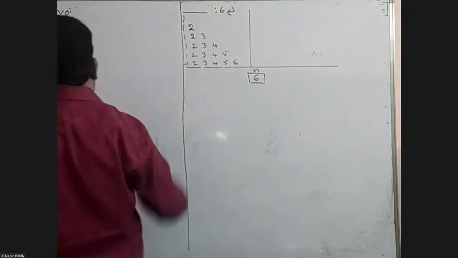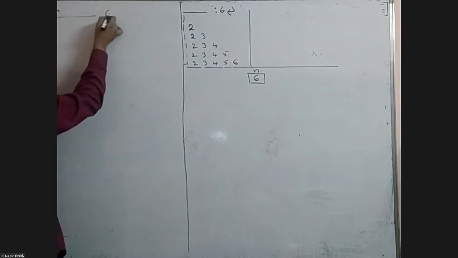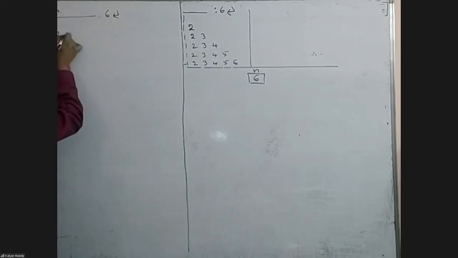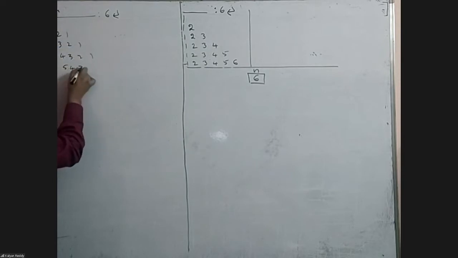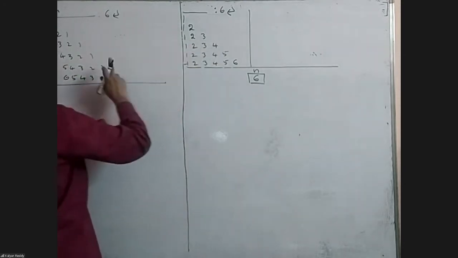Suppose the required output needs to be like this, a different model. Suppose the input number is 6, and the output is 1, 2, 1, 3, 2, 1, 4, 3, 2, 1, 5, 4, 3, 2, 1, 6, 5, 4, 3, 2, 1. See the similarity here and here. Here also 6 lines, here also 6 lines.